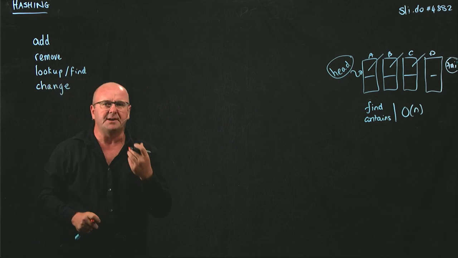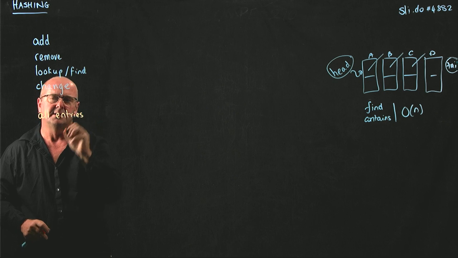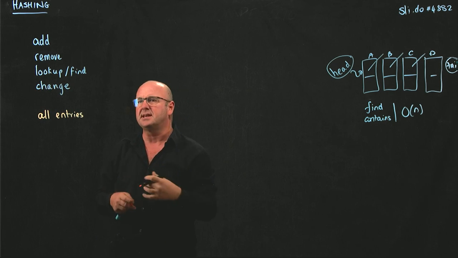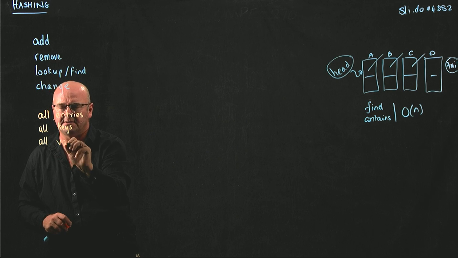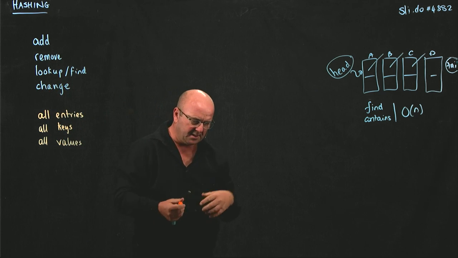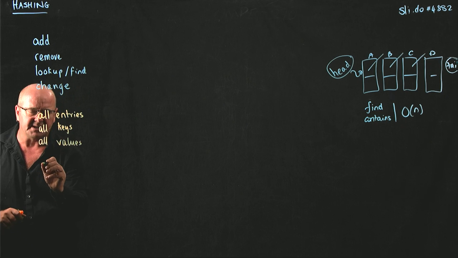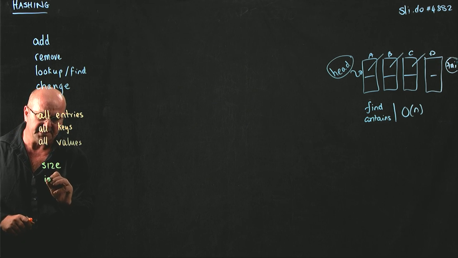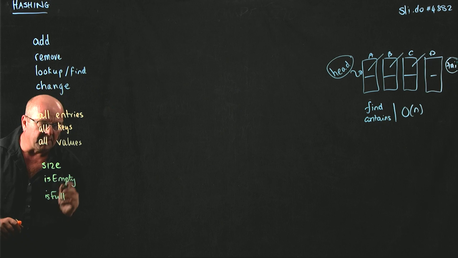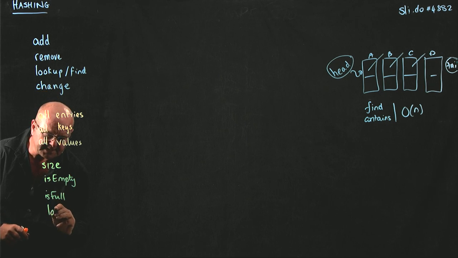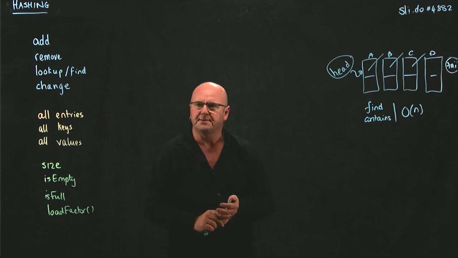Then there's a bunch of methods that, for example, get all entries in the list. When we talk about hashes, as you'll see, we're going to talk about keys and values. So maybe getting all keys and all values, where we're trying to get everything out of the data structure. And then there are a group of methods that we've already seen. So for example, size, is empty, is full. One that we'll introduce with hashing is load factor. And you'll see what that means in the next couple of lectures.